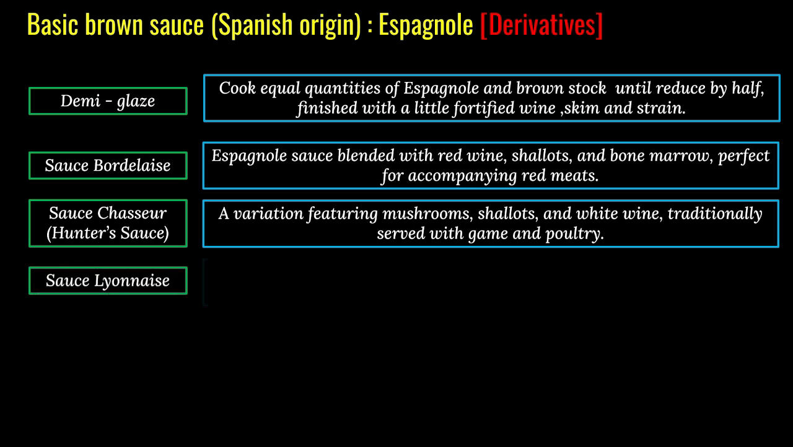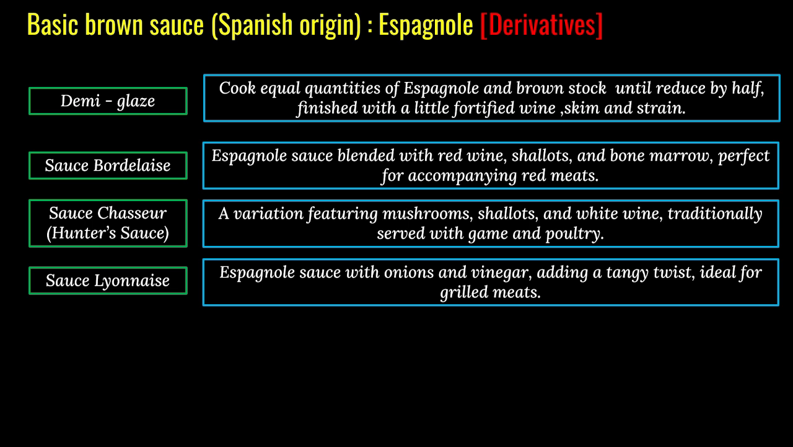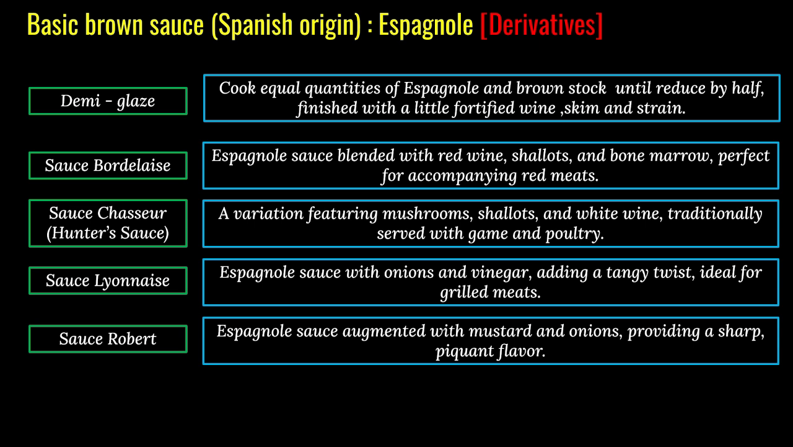Sauce lyonnaise, an espagnole sauce with onion and vinegar, adding a tangy twist, ideal for grilled meats. Sauce Robert, an espagnole sauce augmented with mustard and onions, providing a sharp, piquant flavor. So we have learnt about the 5 derivatives of an espagnole sauce. Again, you can learn many more by searching through different books and of course some reliable sites on the internet.